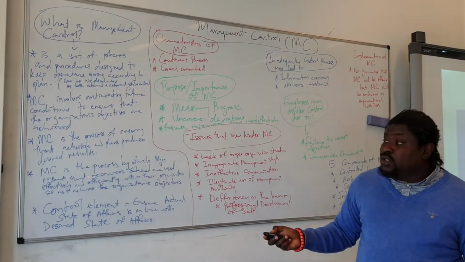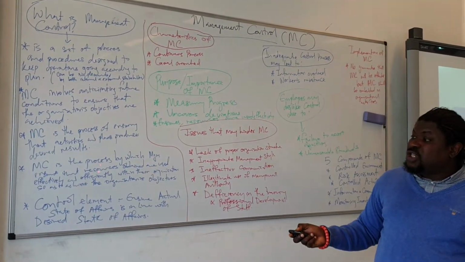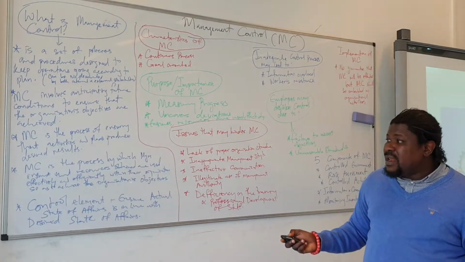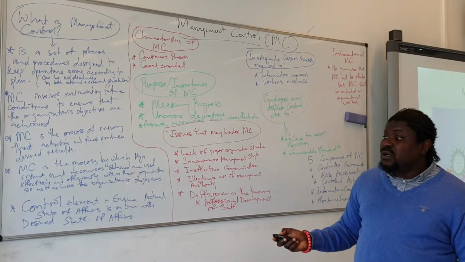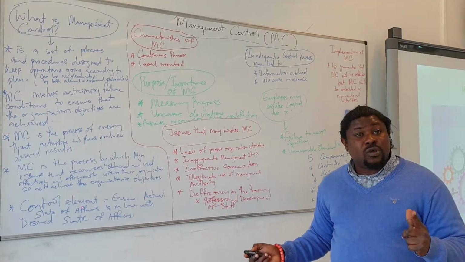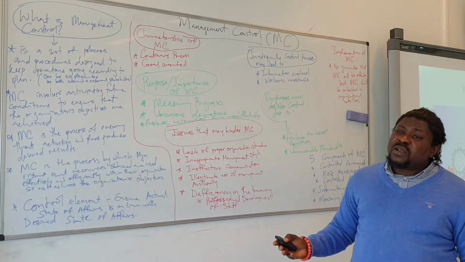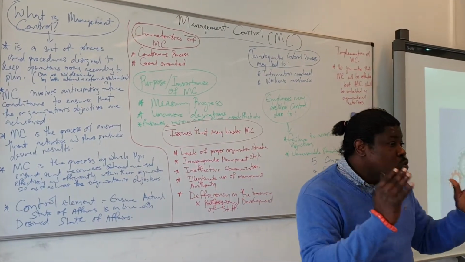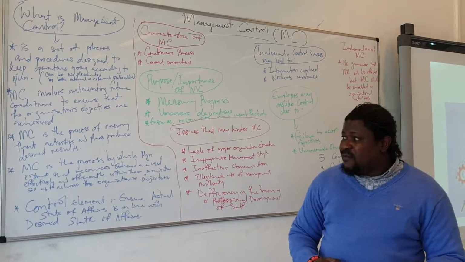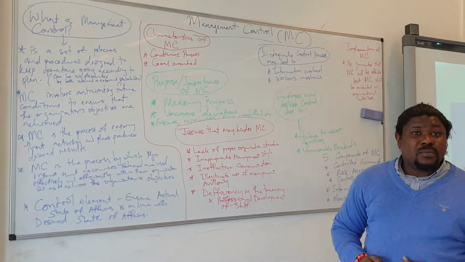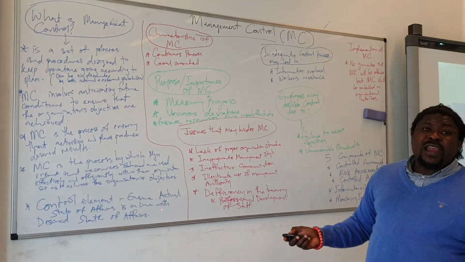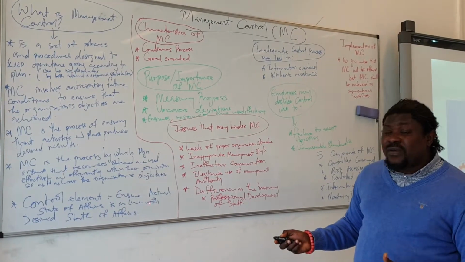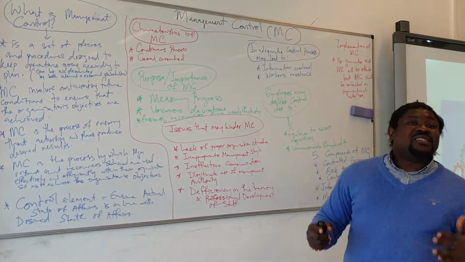Management control is also the process by which managers ensure that resources obtained are used effectively and efficiently within the organization so that the organization's business objectives can be met. So management control is there to make sure that the resources which are scarce are utilized effectively and efficiently to meet the business goals. The control element in management control is there to ensure that the actual state of affairs is in line with the desired state of affairs.